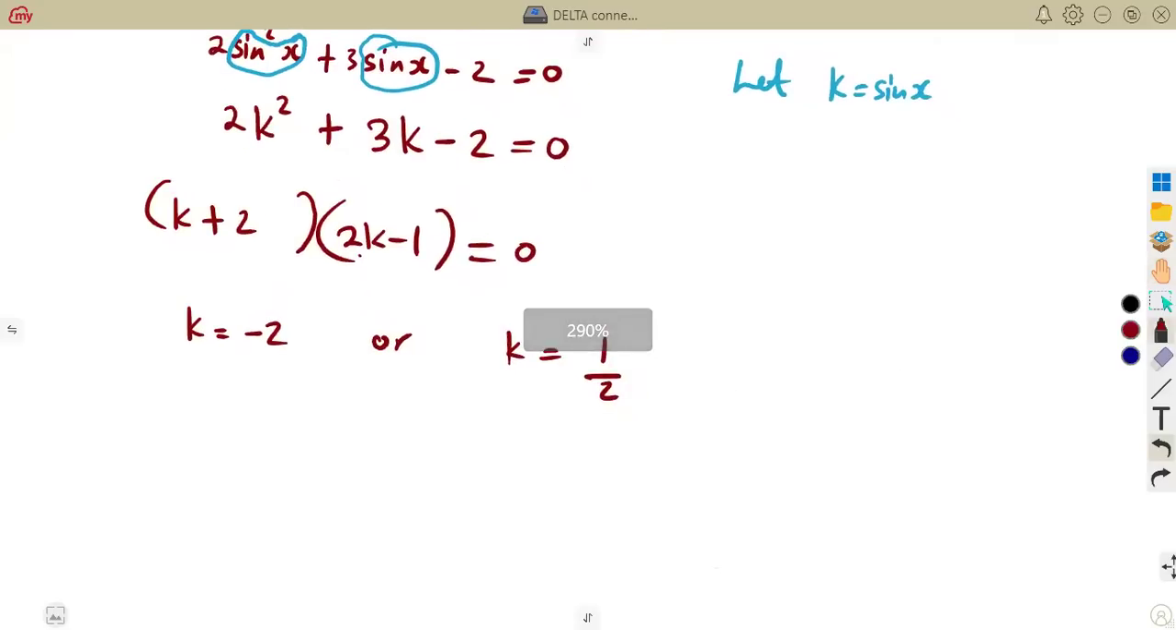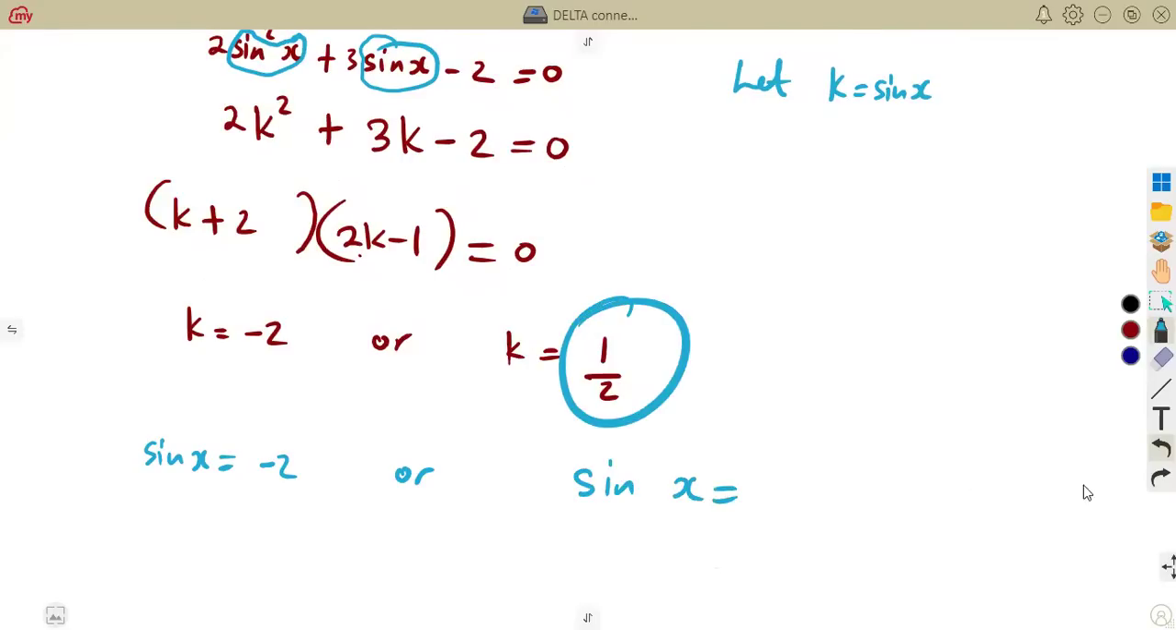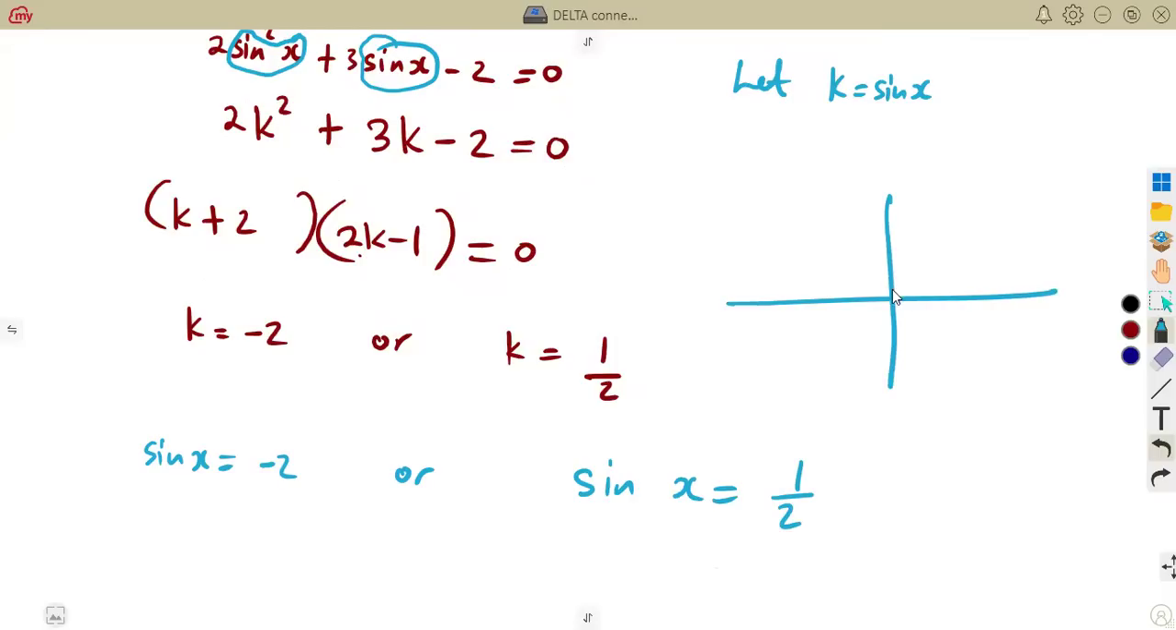Remember, we said let k represent the sine of x. So it means the sine of x must be equal to what? Negative 2, or the sine of x must be equal to what? 1 over 2. But remember, guys, in our mathematics the sine of x cannot give us negative 2. The sine of x is bounded between what? From minus 1 to positive 1. It cannot get out of that interval if it is the sine of x.